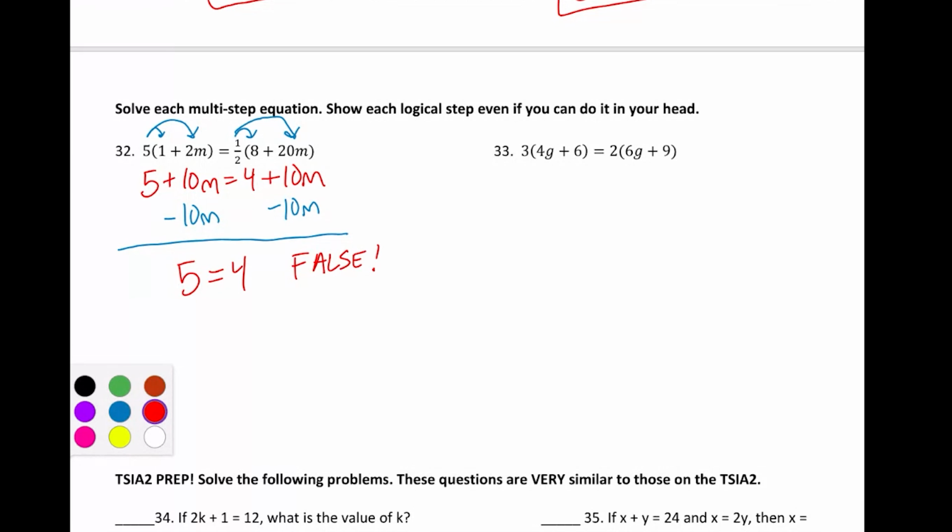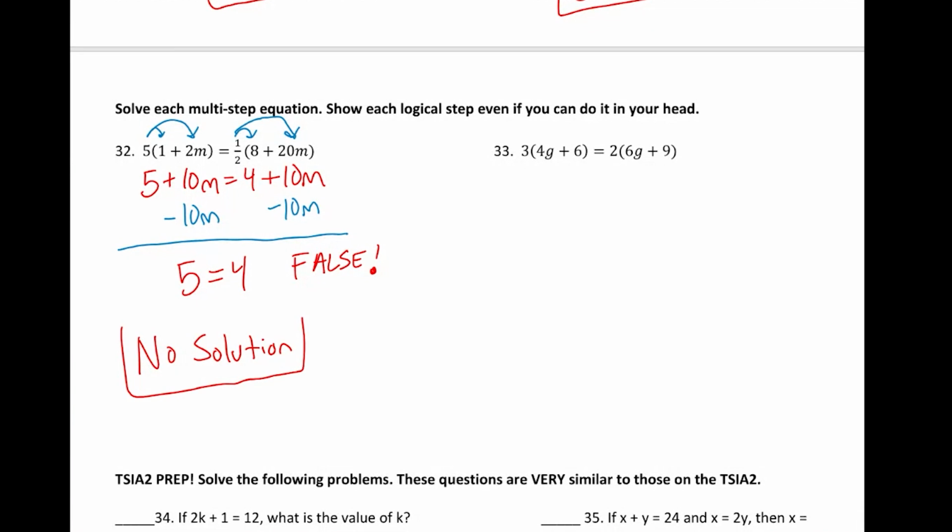Now, any statement that, if you're working out these equations and all the variables drop out and you're left with some equation that just can never be true, right? 5 is never equal to 4. This is what's known as a contradiction and will have no solution. Basically, what that means is that there is no number that you could plug into m up here, no number that could go here and here that would make that true. So there's just no answer.